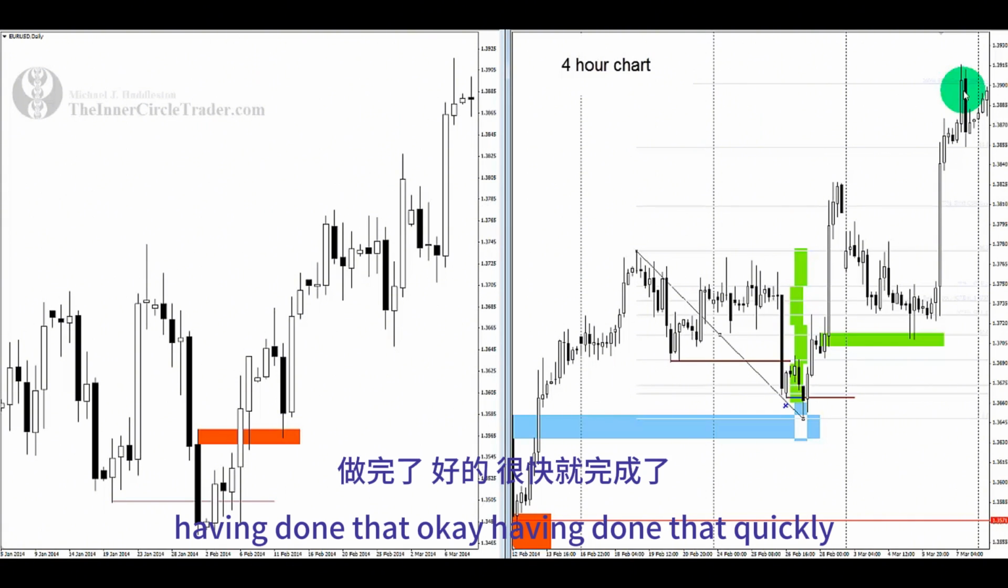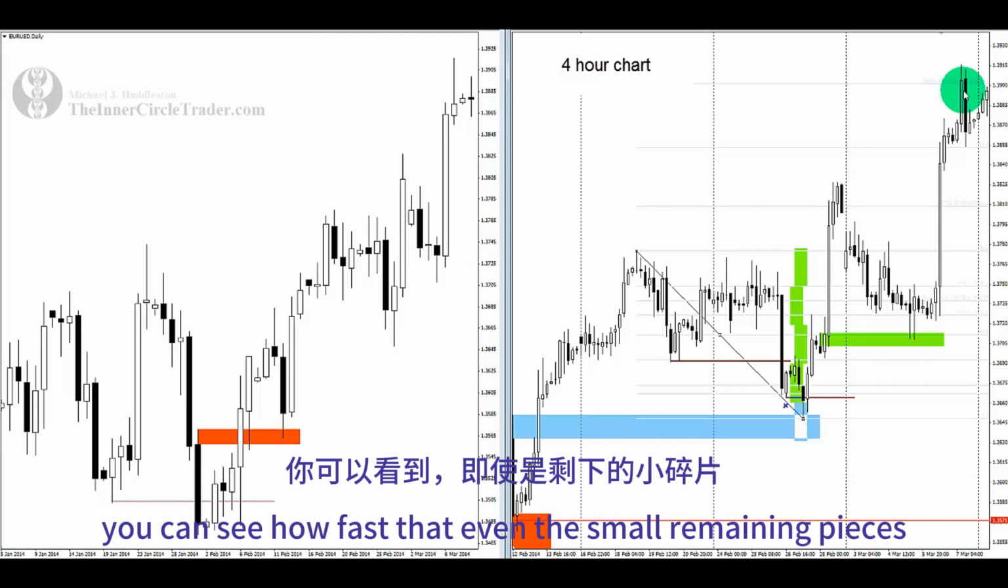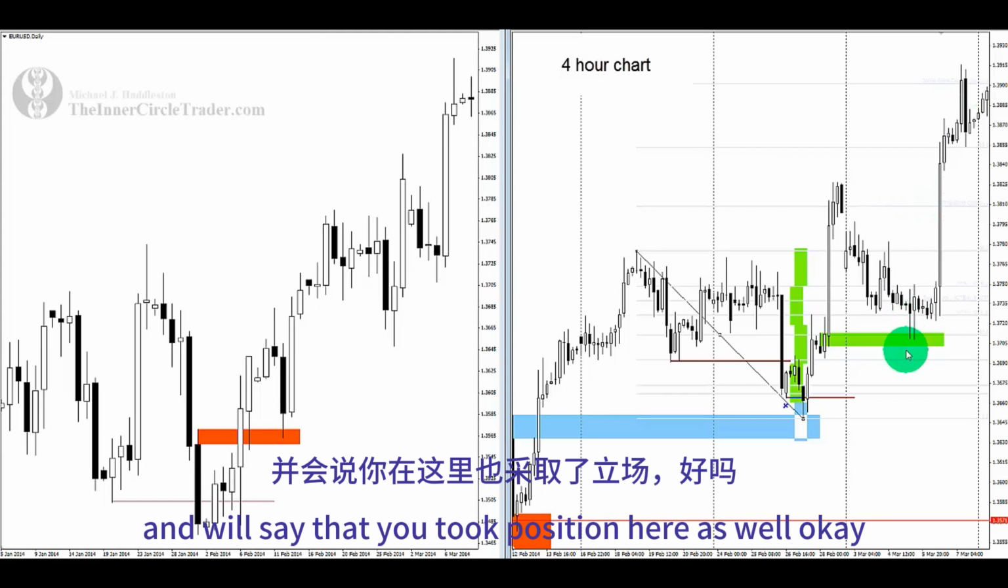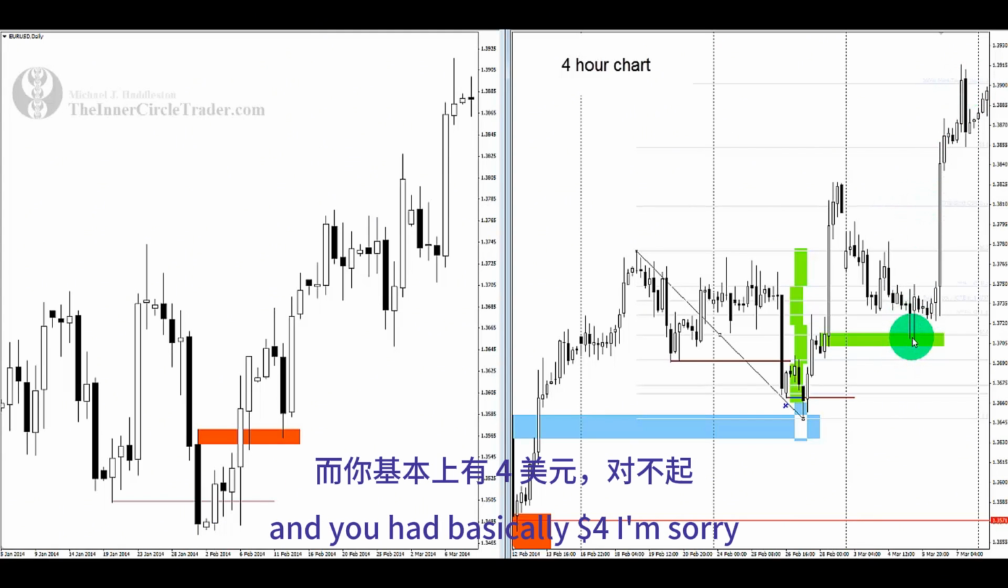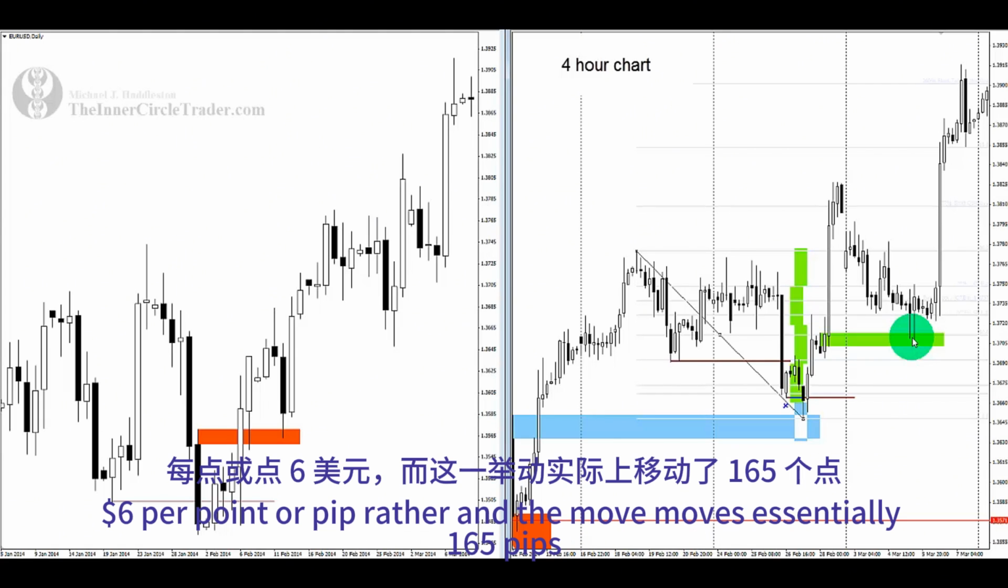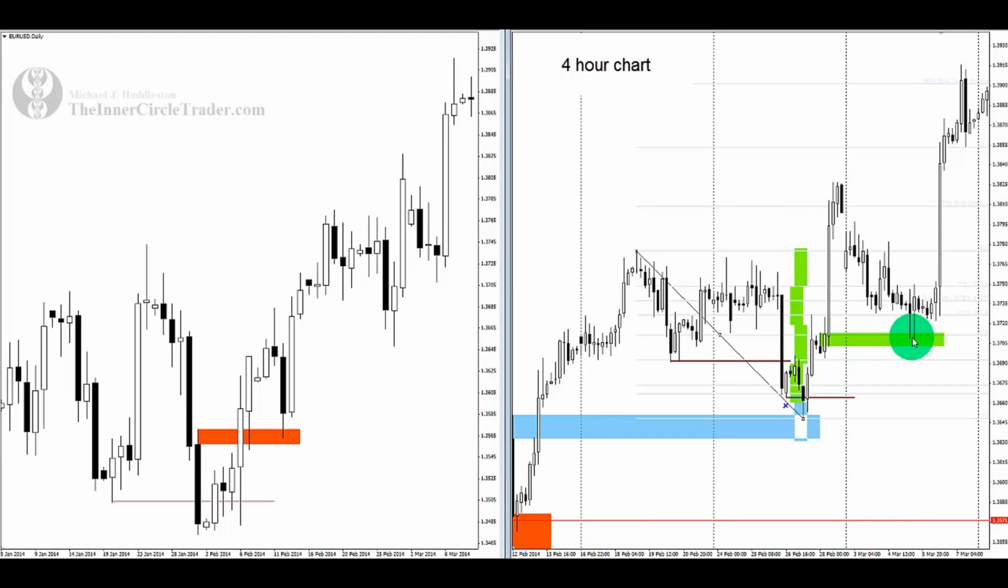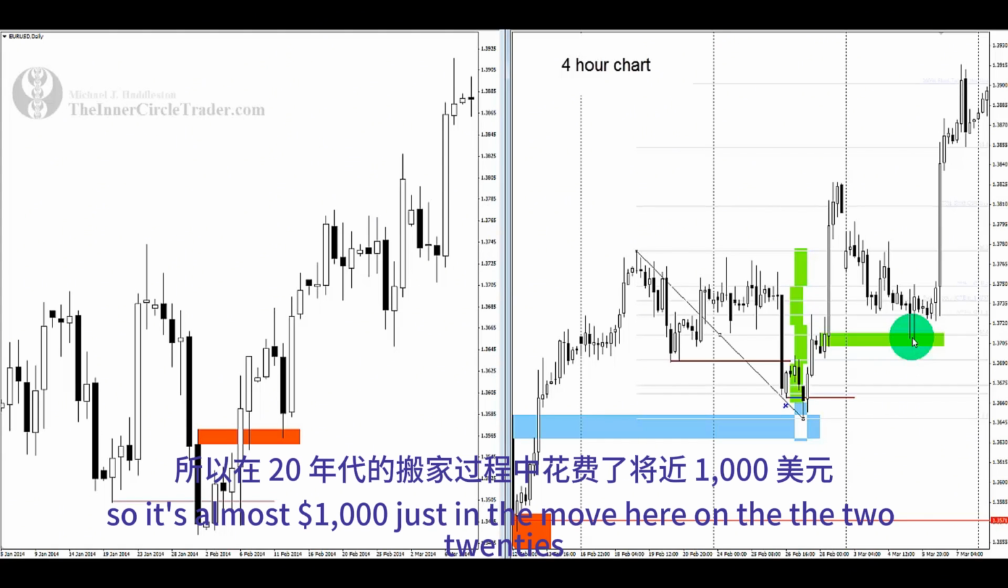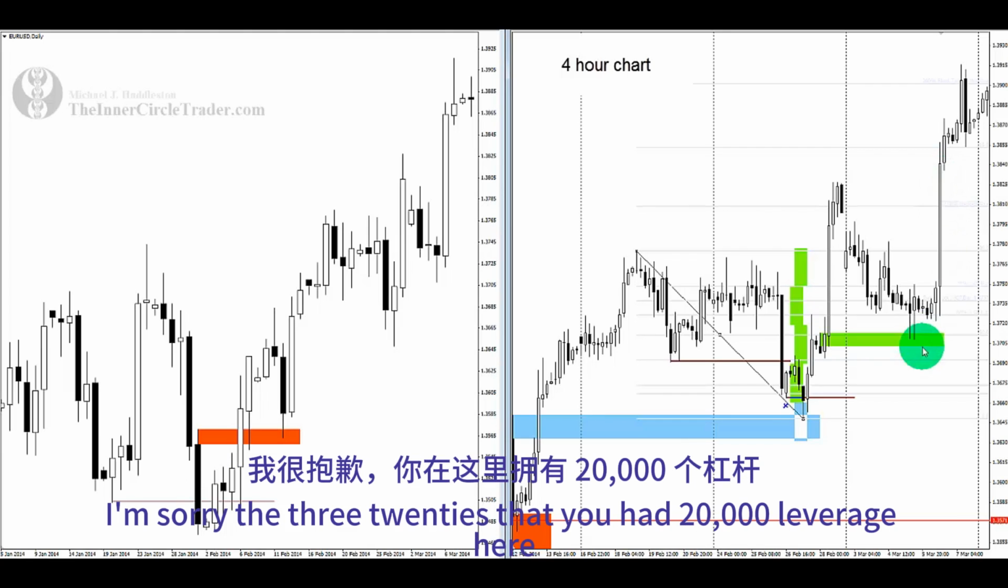Having done that, you can quickly see how fast even the small remaining pieces add up. Say that you took a position here as well, and you had basically $6 per pip, and the move was essentially 165 pips. So that's almost $1,000 just in the move here on the 320s that you had.